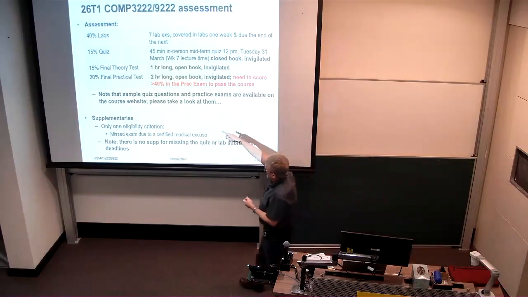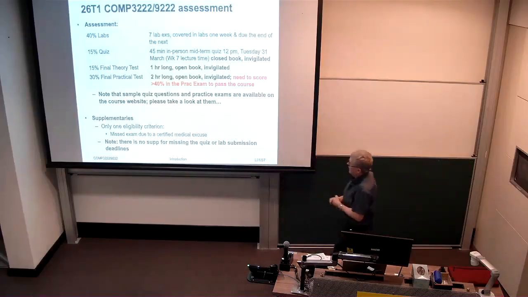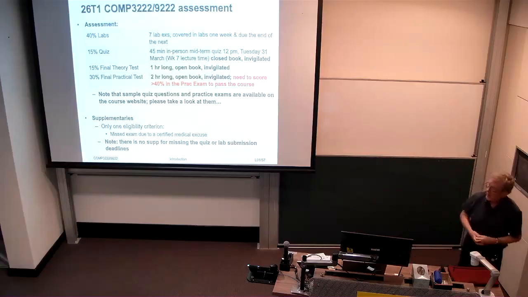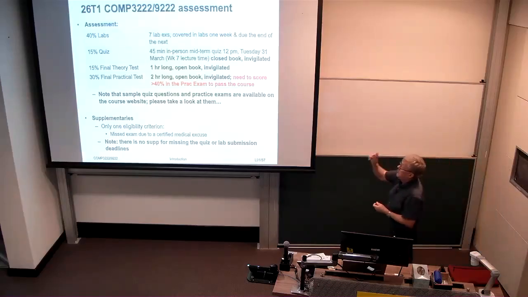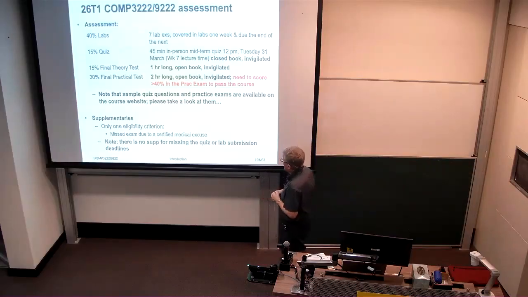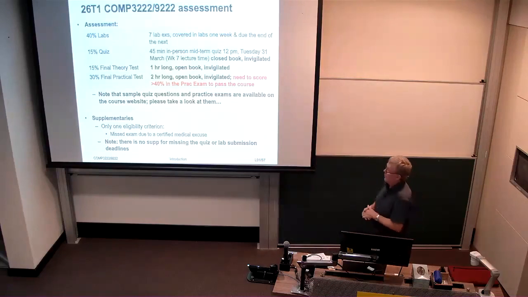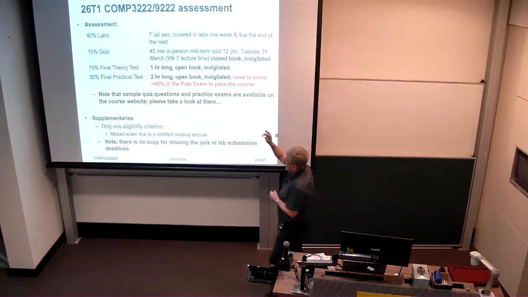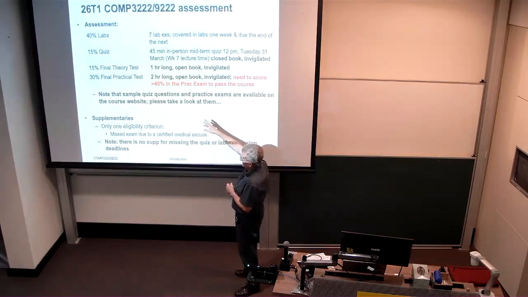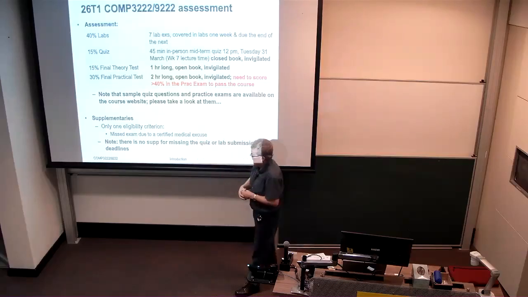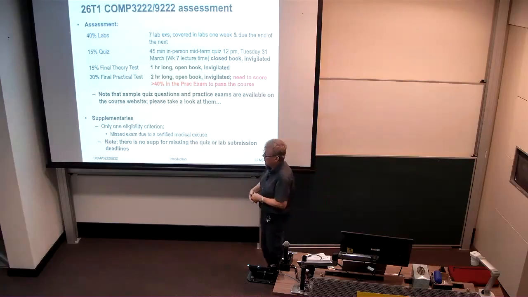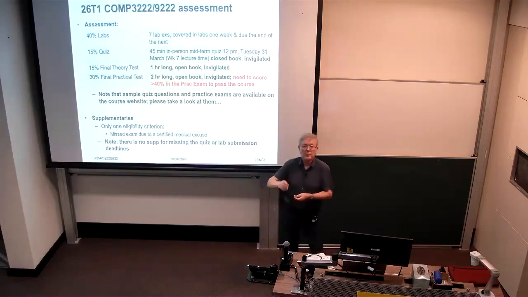There's a 15% quiz, as I mentioned, a 45-minute in-person quiz. It'll be closed book and it'll be invigilated, right? So to avoid the cheating, etc. Of course, I can't avoid you seeking whatever help you want for the labs. And at the end of the term, there's a 15% theory test, which is open book, so you can bring any materials along. It is invigilated. You won't have a network available to you. You'll only be able to use the lab machine for that. And finally, a 30% prac exam.